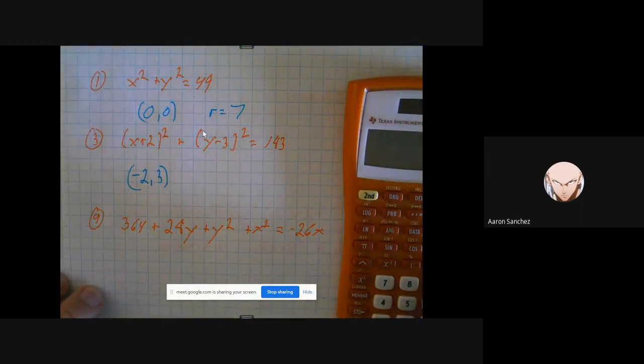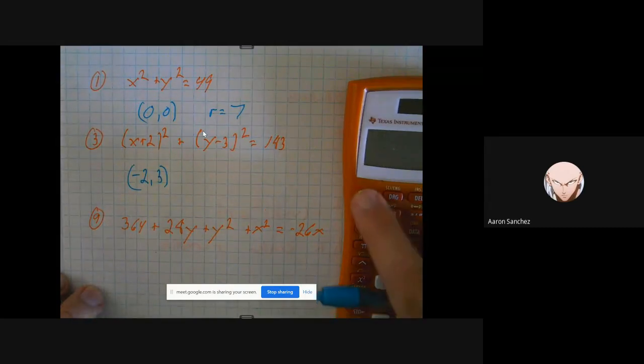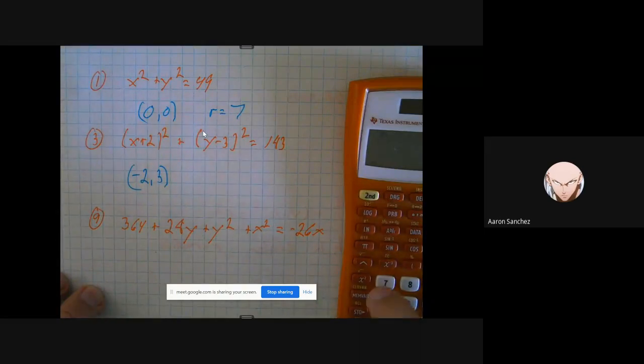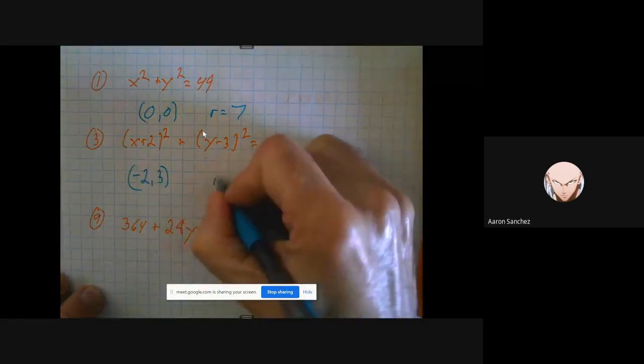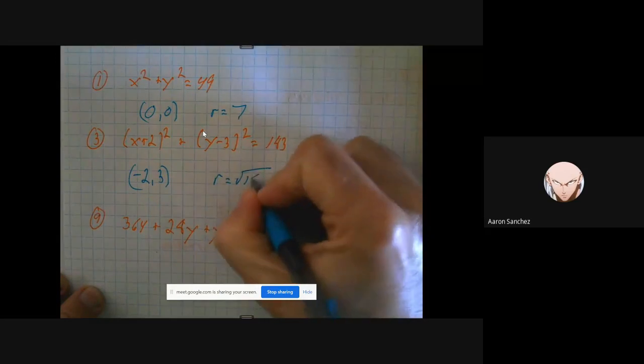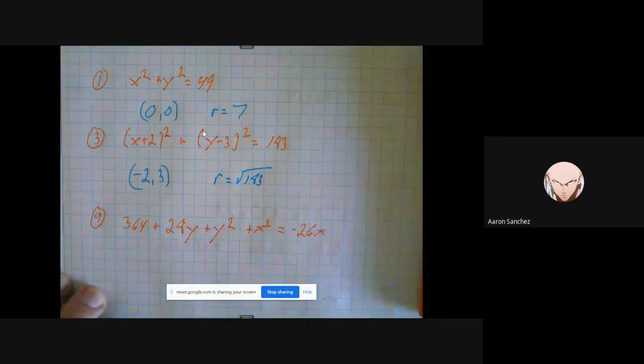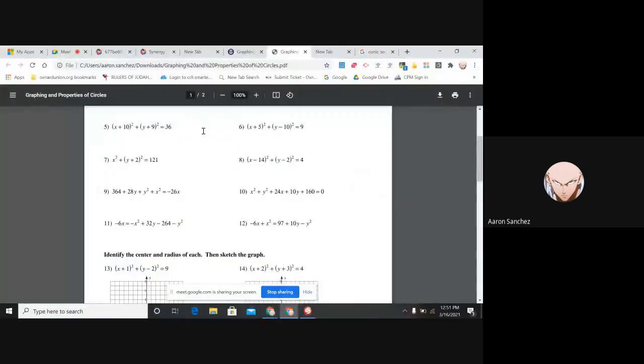Look, I got my calculator out. I don't think it's square rootable, though. So just leave it as the square root. Just say the radius is equal to the square root of 183. That's fine. If you put 13.52, fine. Whatever. Now, are we good? Those are the straightforward ones. Now 9 is the butt kicker.